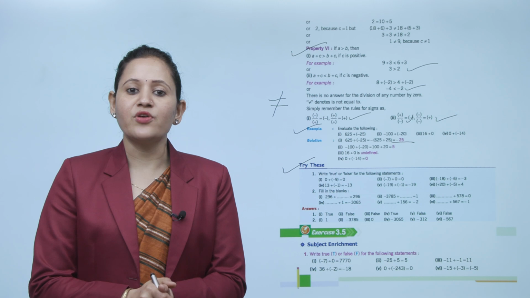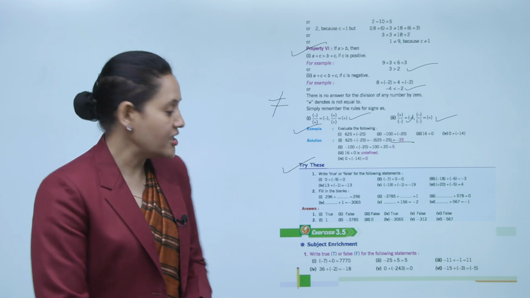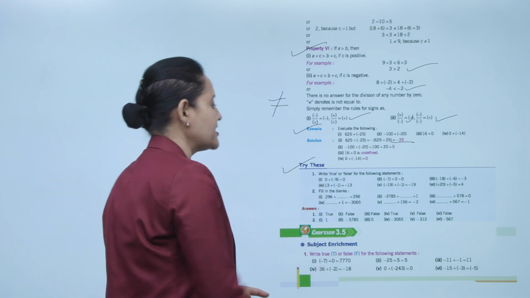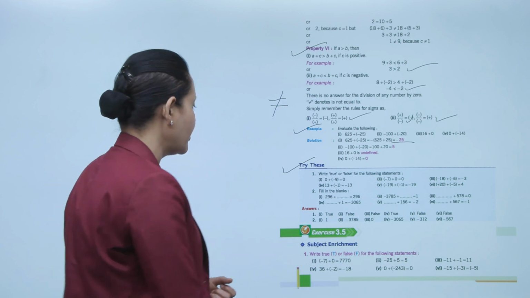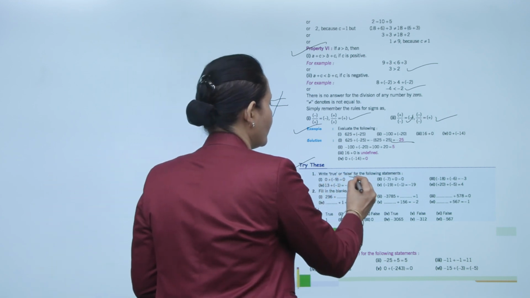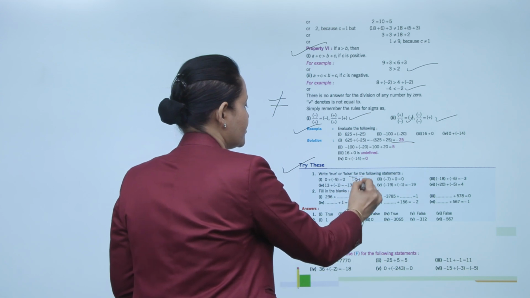Next, try these. Write true or false for the following statement. 0 divided by minus 9 equals 0. That is true. So write T.